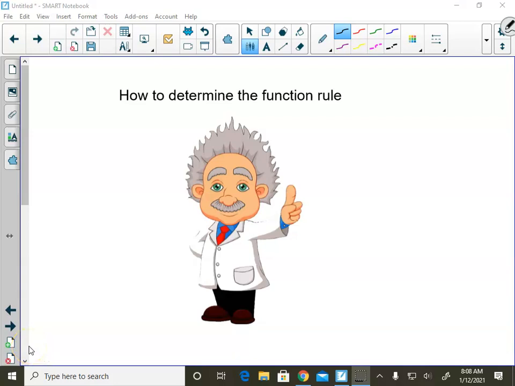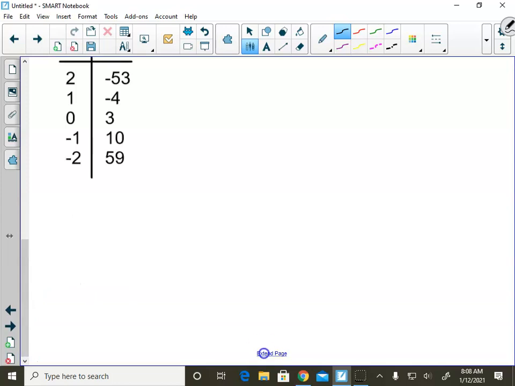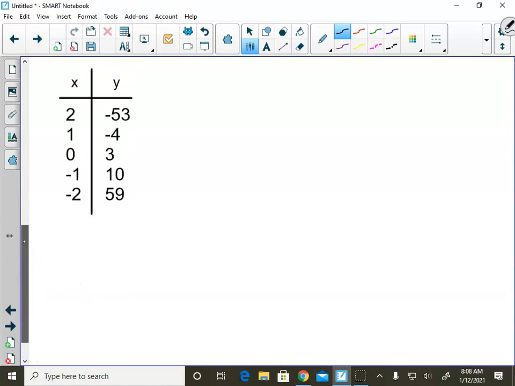Okay, so today we're going to be determining the function rule, and we're going to do this from a function table. Our function table, to start off, we're going to use this one. You're all familiar with what a function table looks like at this point. So what we want to do is determine what's happening in that magic box.